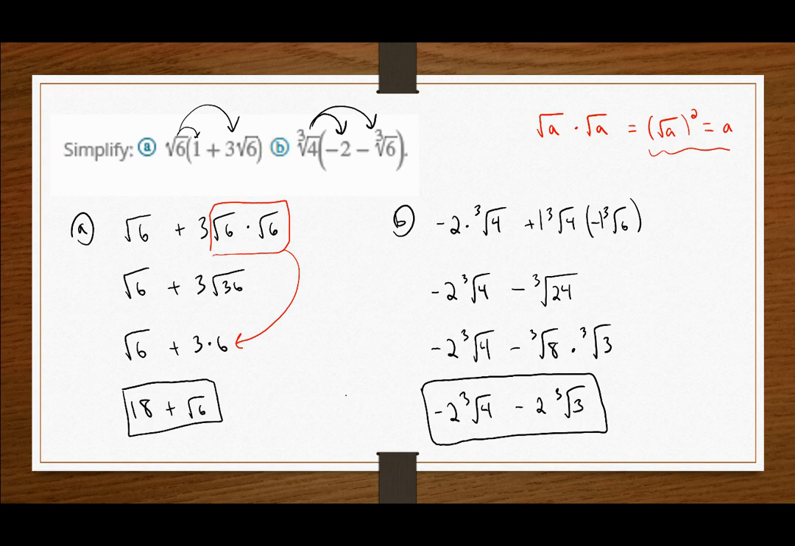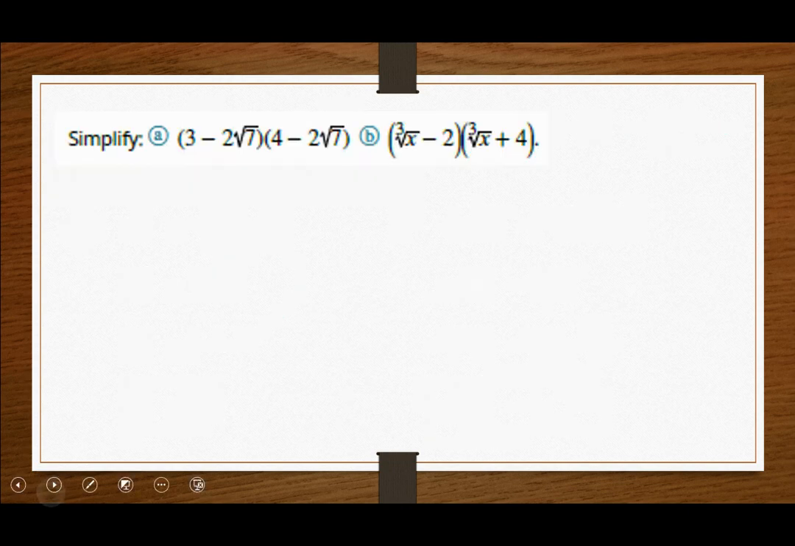Let's look at some more examples that include not just the basic distribution we see here, but some type of FOIL method. In these two cases, I have a product of binomials, and so I can apply the FOIL method in order to figure out what the product should be. Following my arrow pattern here, we should take 3, multiply by the 2 terms in the second parentheses, and we turn around and do the same thing for the second term.